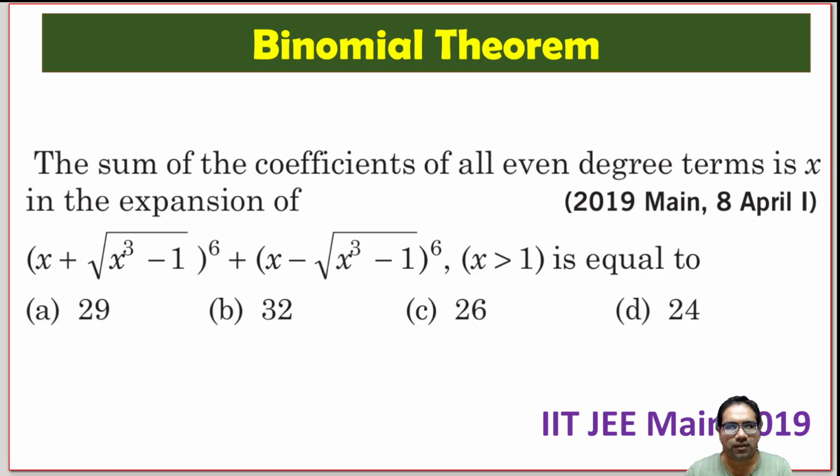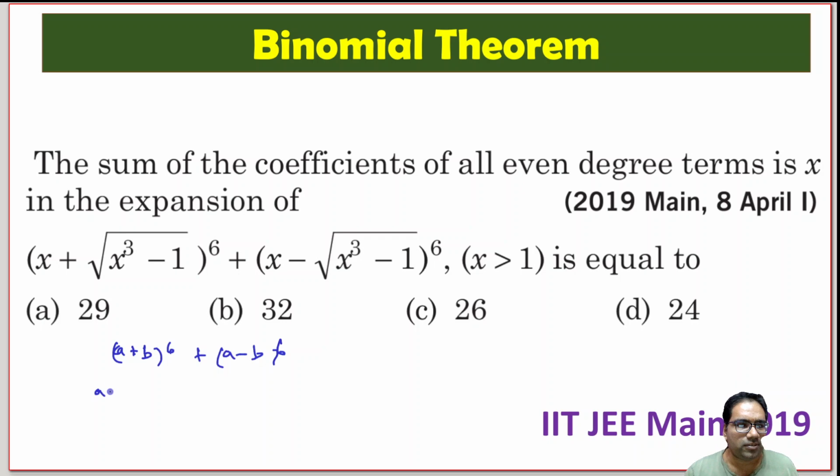Sum of coefficients of all even degree terms of x in this expansion. This is in the form of (a + b)^6 + (a − b)^6. Let us look at this expansion and see some terms get cancelled. Of the remaining terms, let us try to find out what are the even terms of x.